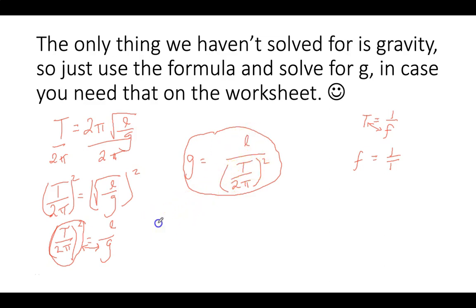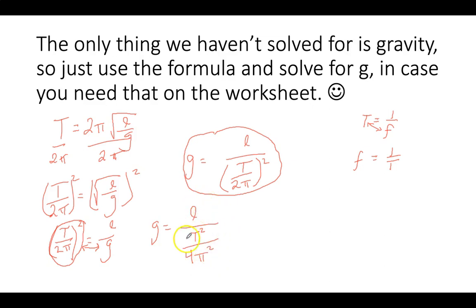So I'll make it look nicer now. Okay, so G is equal to L over... Now what I can do with this is square each of the things inside of it. So I can make it T squared over 2 squared, which would be 4, and pi squared. See how I squared every single thing? I squared T, I squared 2, and I squared pi.